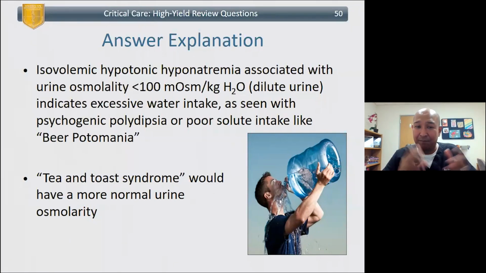But if you're drinking lots of beer, it's called beer potomania, very similar to psychogenic polydipsia when you look at the urine. Okay. And I put tea and toast here because many of us have elderly patients who are starting to get demented. They don't have good caretakers, and it gets to be called tea and toast syndrome, but they'll have more of a normal urine osmolarity in these cases.